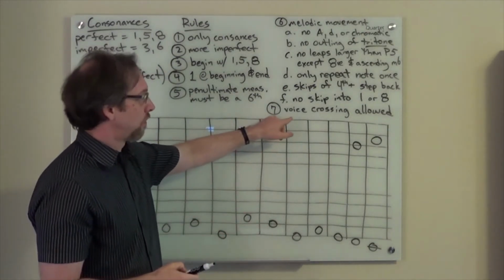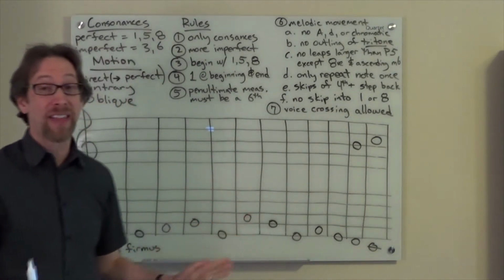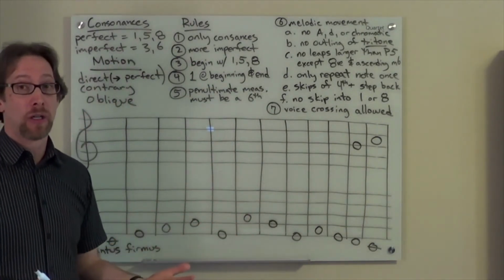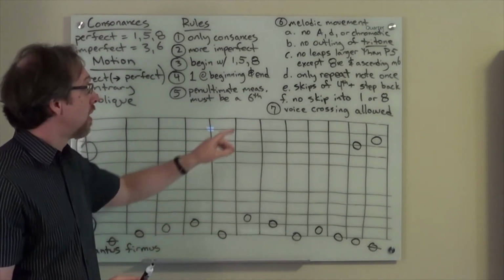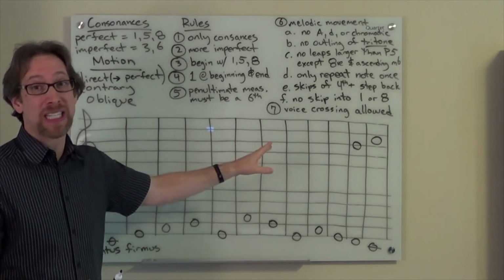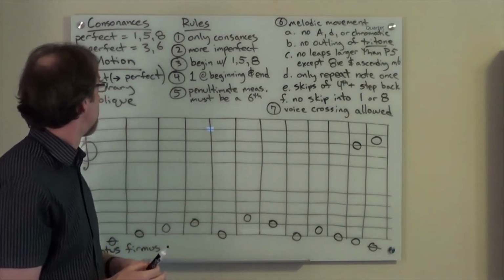Then finally, voice crossing is allowed. Now this is not the case when we do four-part traditional writing, Bach chorale style writing, but for these purposes, for species counterpoint, you are allowed to cross voices for voice leading purposes.